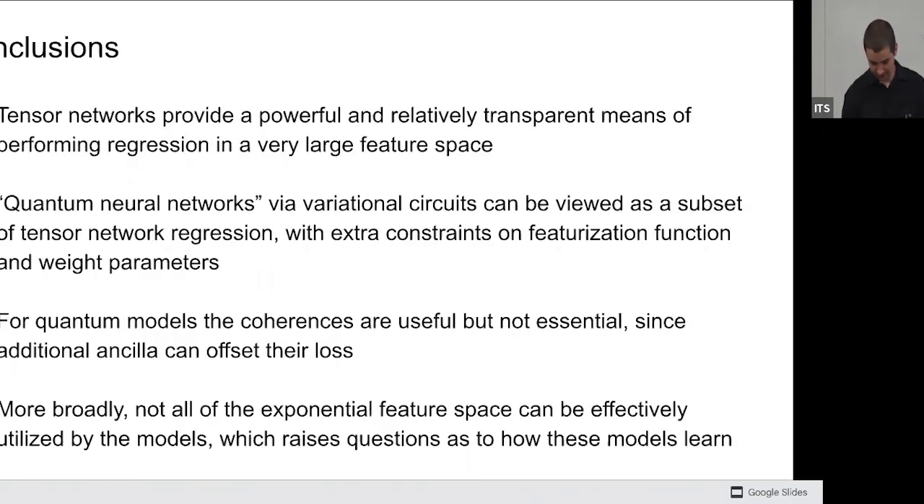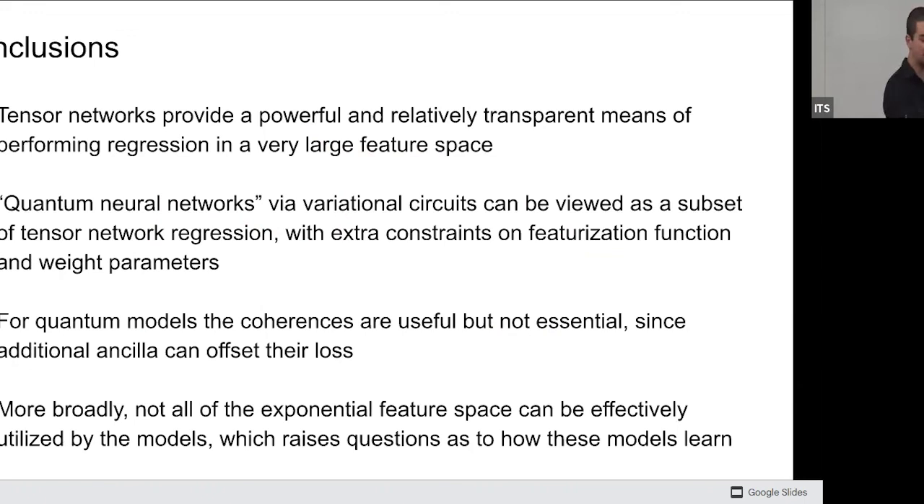Okay, and that's it. The final takeaway is that obviously these networks are doing something more powerful than regression. But in both the quantum case and the classical case, some of that largest complexity was not necessary.